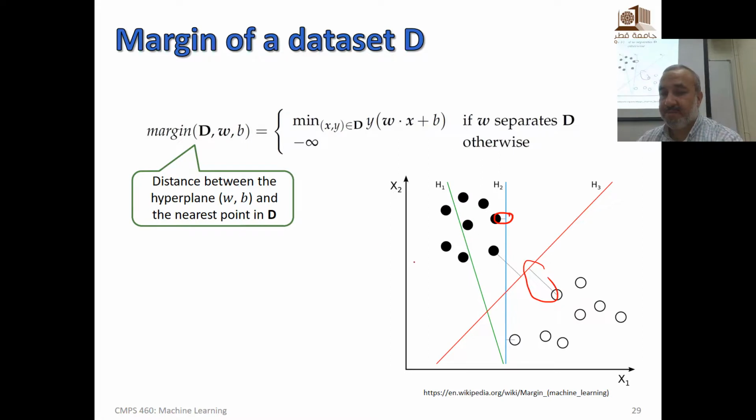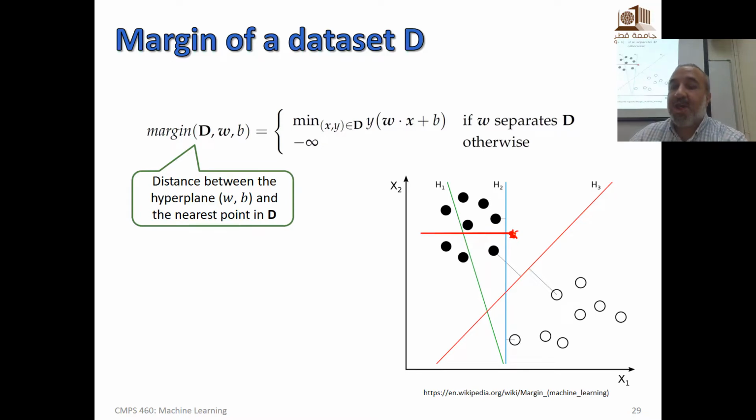I feel like H2 is overfitting. Why do you think so? Let me give you a hint. Okay, let's think together. If there is an example here, what will be the prediction if we used H2? If we used H2, white or black? White, right? Because it's on the other side.